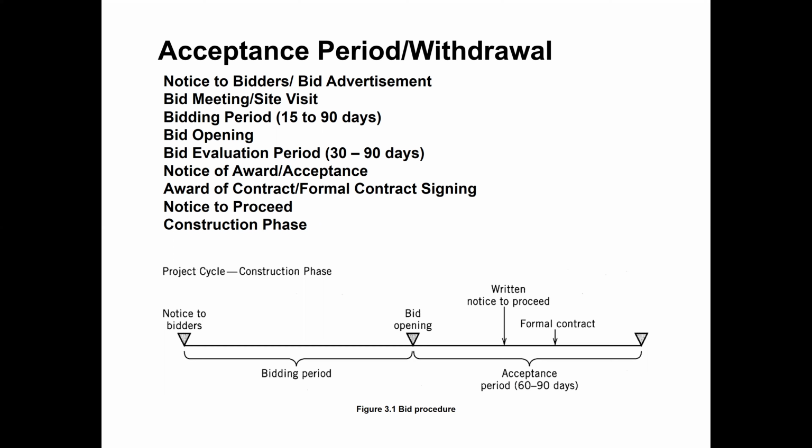Then they are given a bidding period, during which they prepare the bid price for those documents. Depending on the size of the project, it may be 15 days to 30 days, or 60 days, or 90 days, up to 3 months, depending on how big the project is and how many drawings or contract documents they have to study. So the bidding period is given depending on the size of the project. After that, they will submit the bid.